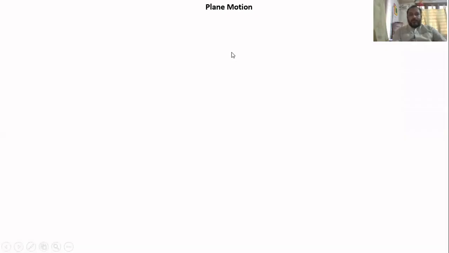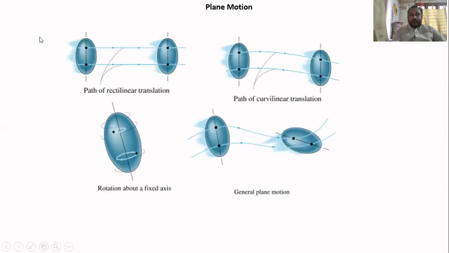Good morning. In this video, we discuss curvilinear translation. Motion in a plane is categorized into three: translatory motion, rotary motion, and general plane motion. In translatory motion, there are rectilinear translation and curvilinear translation. Rotational motion is motion about a fixed axis, and general motion is a combined motion of rotation and translation.